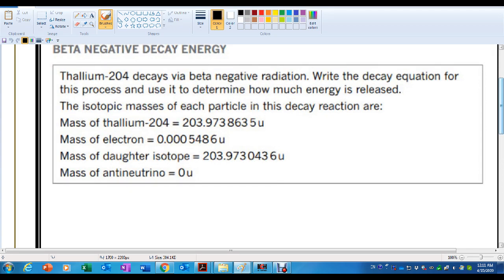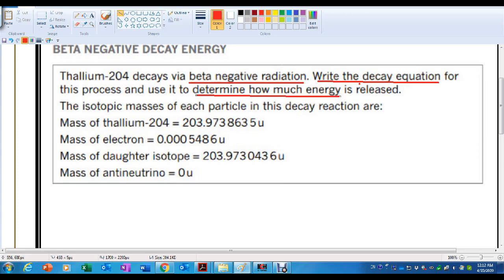Thallium 204 decays via beta negative radiation. Write the decay equation for the whole process. So this is negative beta negative radiation. You need to write the equation for the whole process to determine how much energy is released. So you need to write the equation first and then determine how much energy is released.